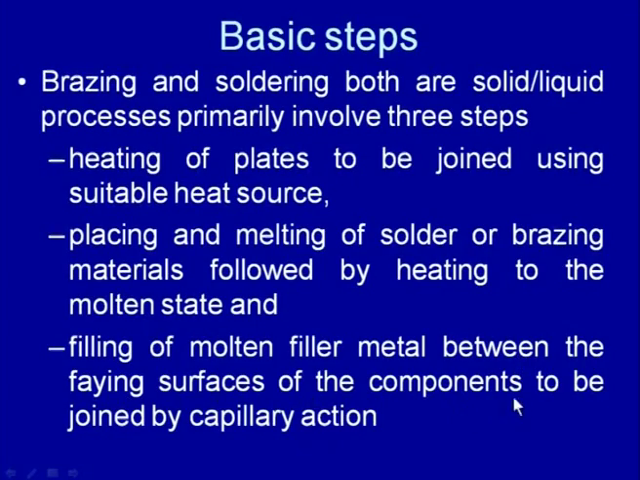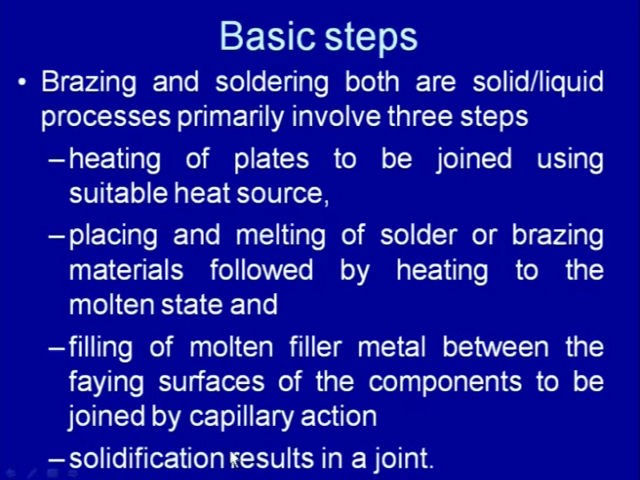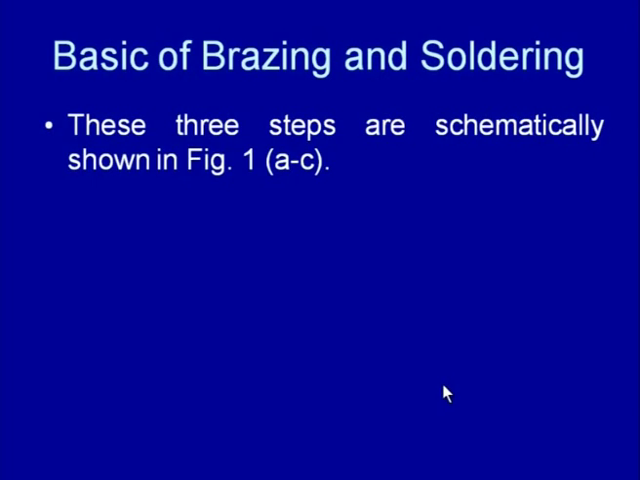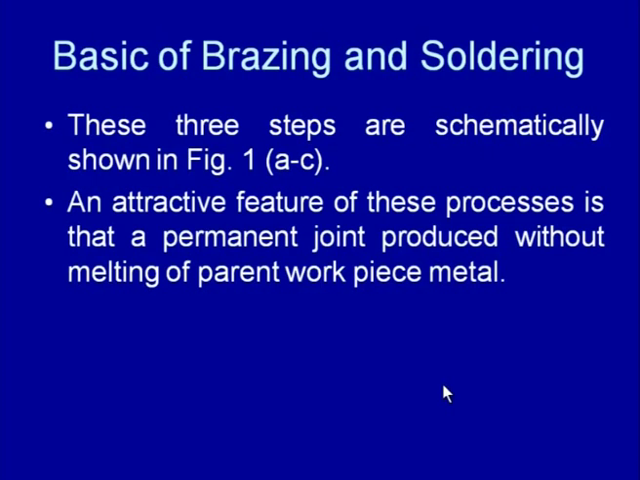So, the molten filler metal fills the space between the faying surfaces of the components to be joined by capillary action, and thereafter on solidification we get a complete joint. So, the steps are mainly the heating of the plates, then placing the solder or the brazing material, so that the melting of this filler material takes place and it gets distributed between the components to be joined by capillary action, and thereafter solidification results in a joint between the components. These 3 steps will be shown schematically in the subsequent slide.